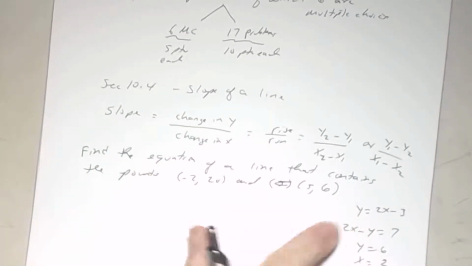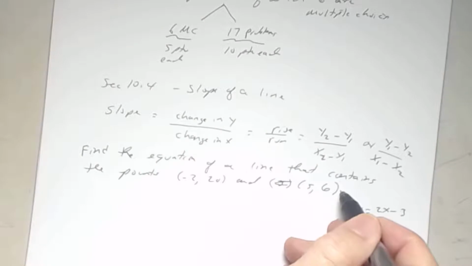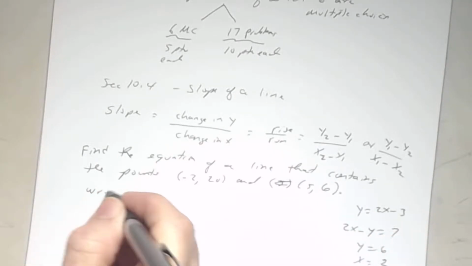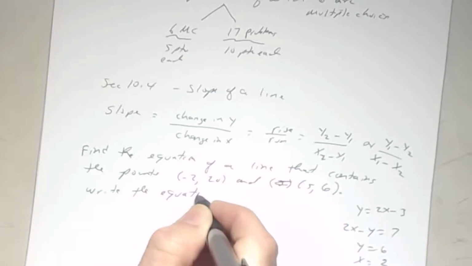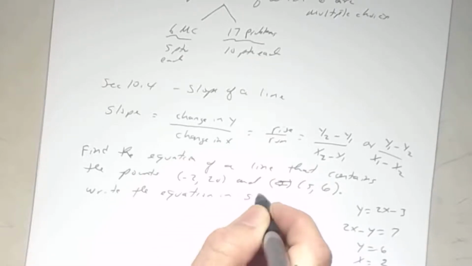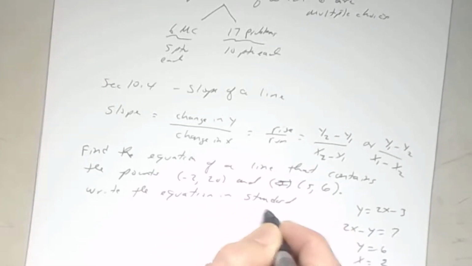So when it says find the equation of a line, that's what you're looking for. You're looking for something that looks like this. Okay? All right, now the final, though, is going to say write the equation in standard form. So find the equation of the line that contains those 2 points, and then it's going to say write the equation in standard form.